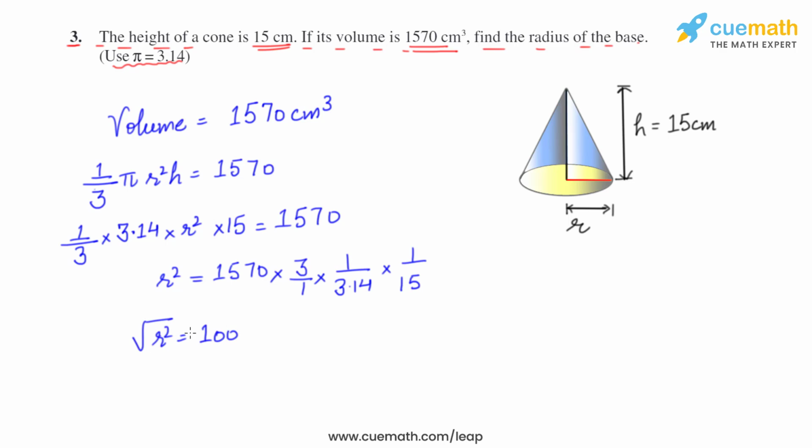Now we have to solve for r, so we take square root on both sides. So r is equal to 10 centimeters. It means the radius of base of this cone is 10 centimeters.